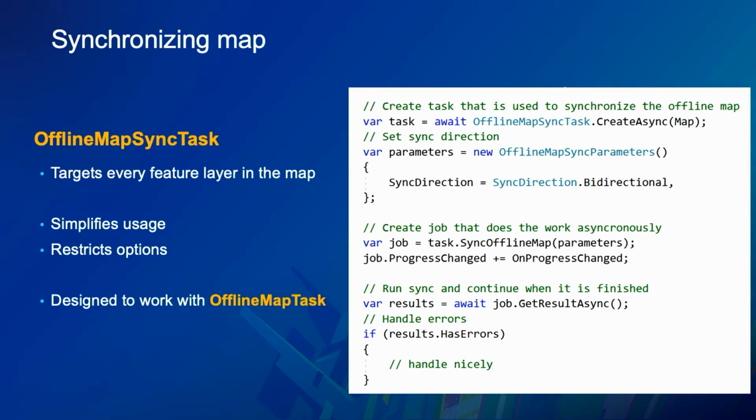So to synchronize a map, we use the offline map sync task. It targets, as it says, every layer in your map. It really does simplify the work that you have to do as a developer. And the offline map task and the offline map sync task work together, just the same as the geodatabase task and the geodatabase sync task work together.